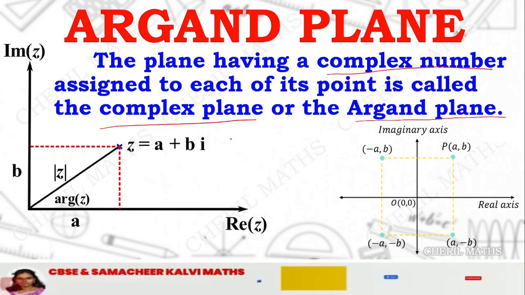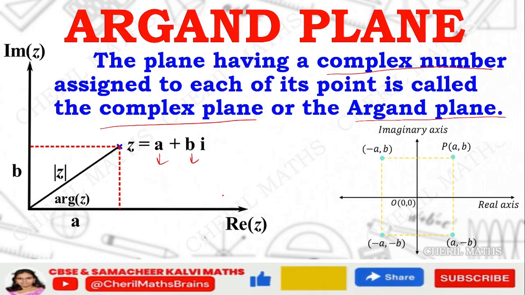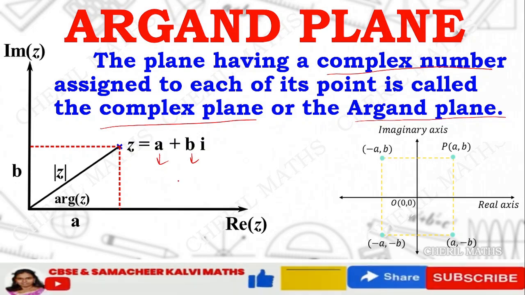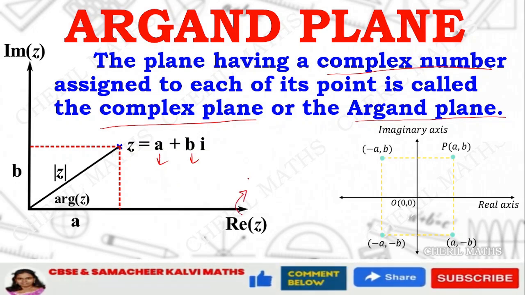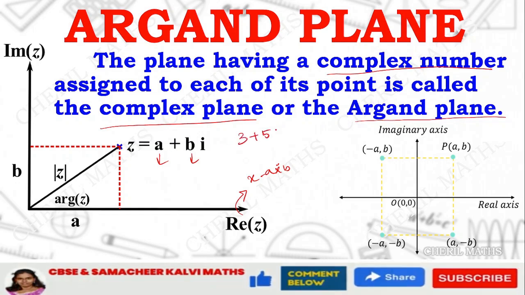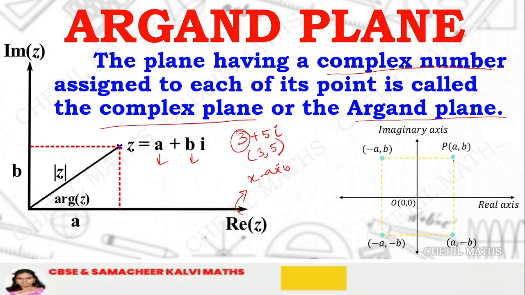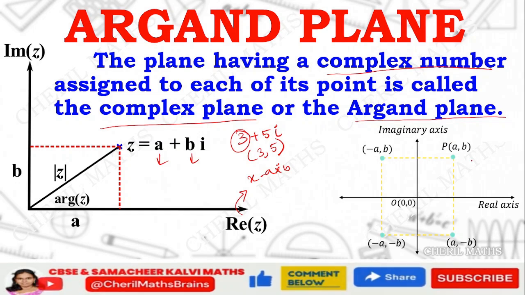Whenever we have a complex number, we have a real part and an imaginary part. You should remember that the real part is always represented on the x-axis, and the imaginary part is always represented on the y-axis. If we are given a complex number 3 plus 5i, it means 3 is from the x-axis and 5 is from the y-axis. I can write the coordinates as (3, 5), and if both are positive, it comes in the first quadrant.